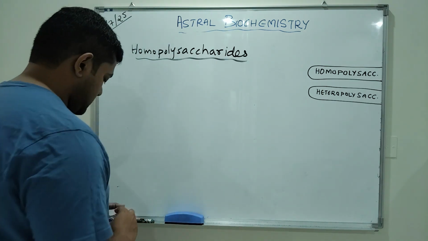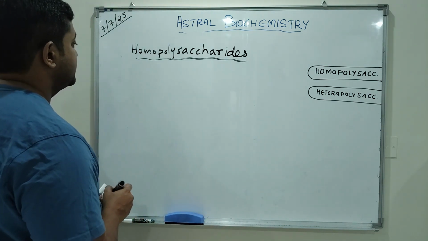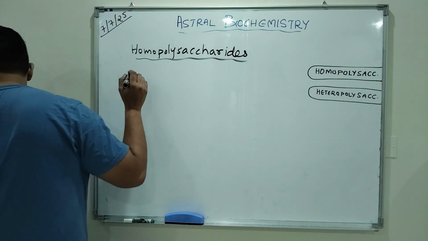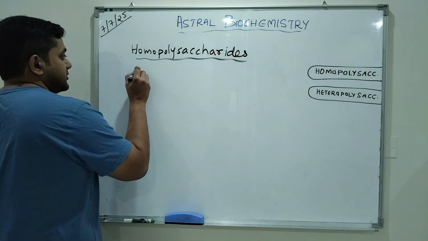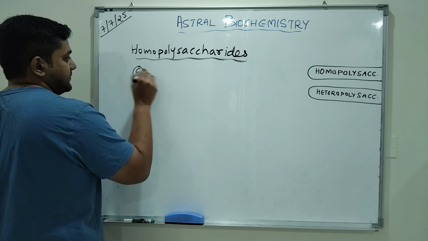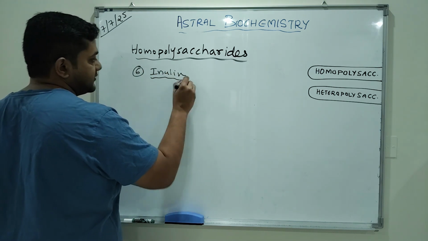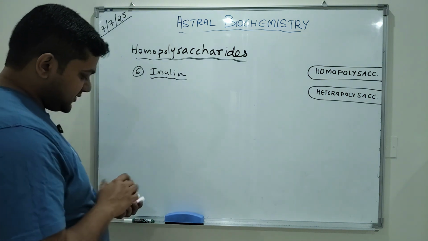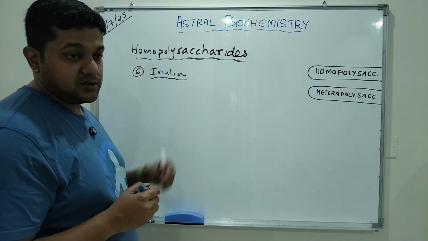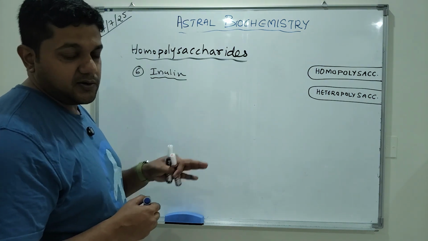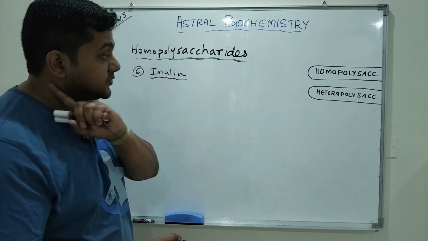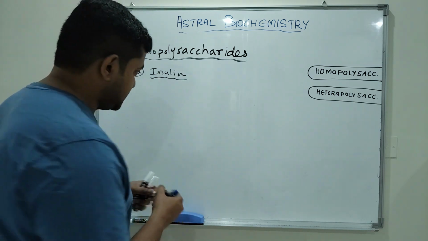Okay. Now where did we stop? So after dextran we have inulin, which is the sixth one. Okay, inulin will be familiar to you from renal function test. Inulin is actually a polymer of fructose. All these polymers that we saw till now were polymers of glucose. This is a polymer of fructose.